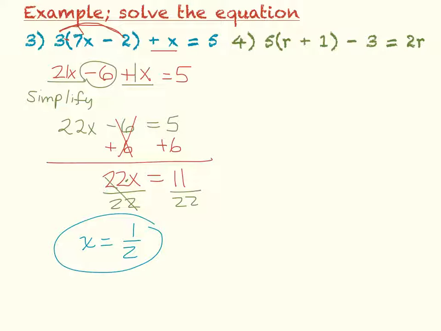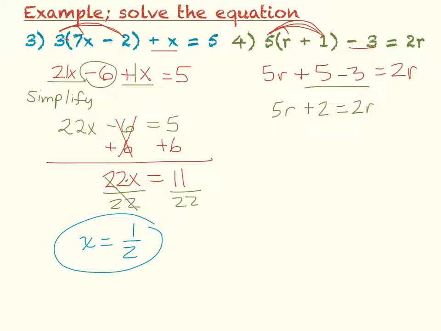Example number 4. 5 times the quantity r plus 1 minus 3 equals 2r. This one starts out the same way because I have times a quantity, so I need to distribute. So when I distribute, I have 5 times r, or 5r, and then 5 times 1, so plus 5, minus 3 equals 2r.